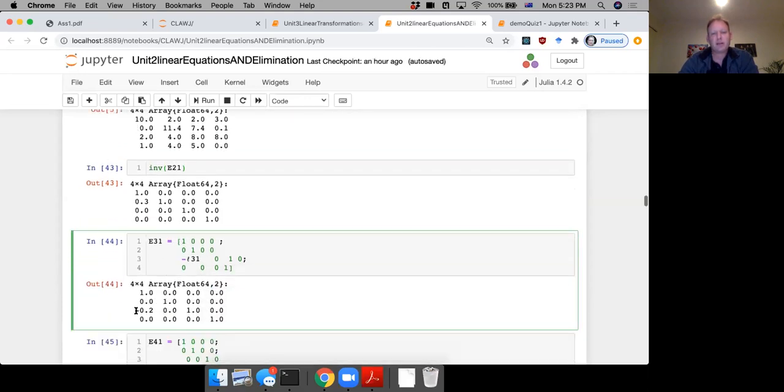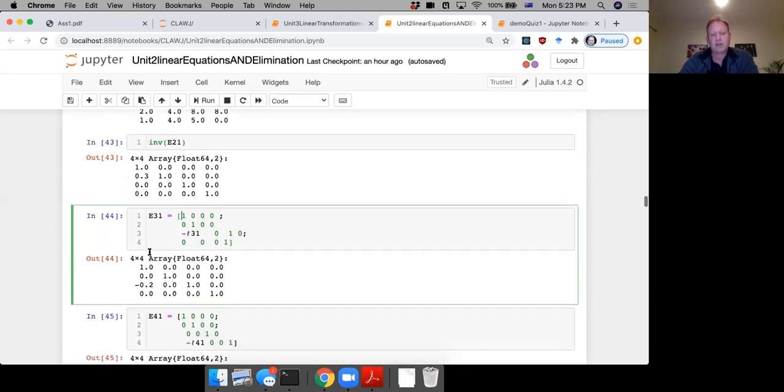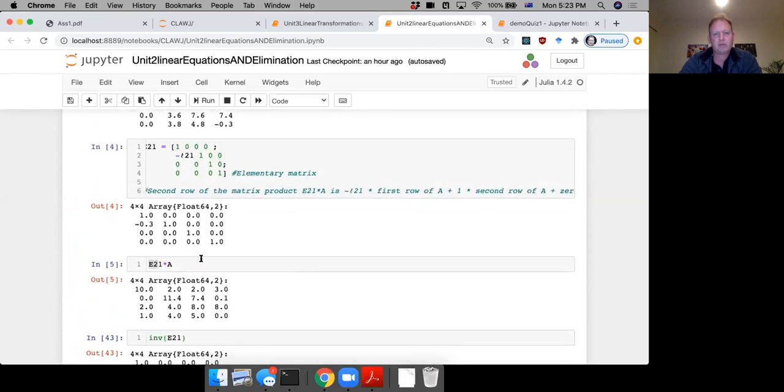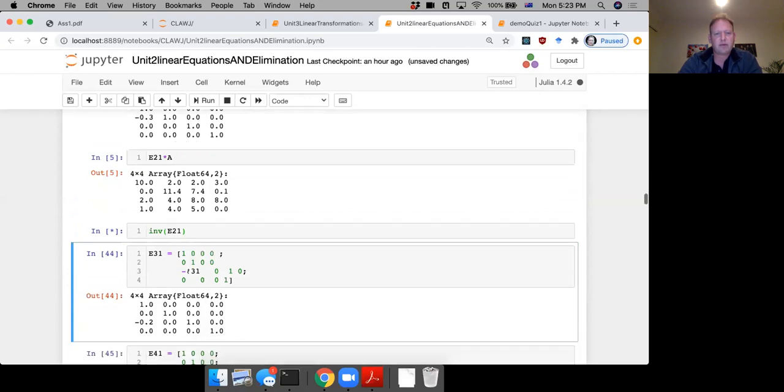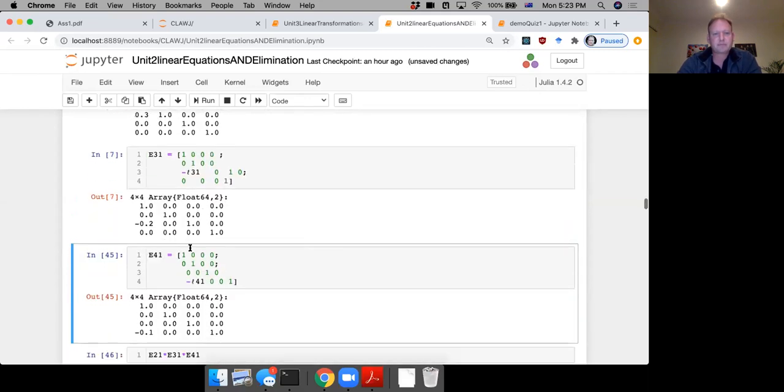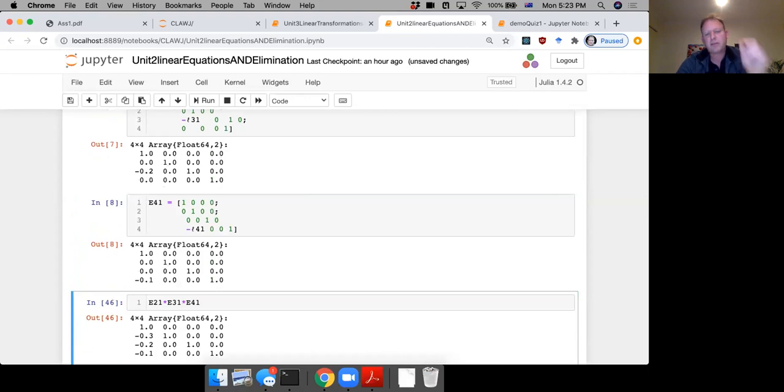Similar to E21, there's also E31. Same thing, only it does a second operation. That's a matrix E31, and it's the inverse of E21's kind. Then there's E41 similarly. So these three E's, you could think of as the first operation times A. We applied E21 to A, then we applied E31 to A, then we applied E41 to A.